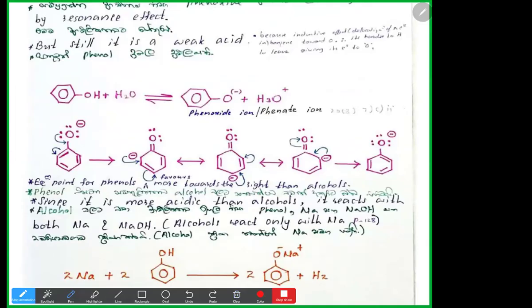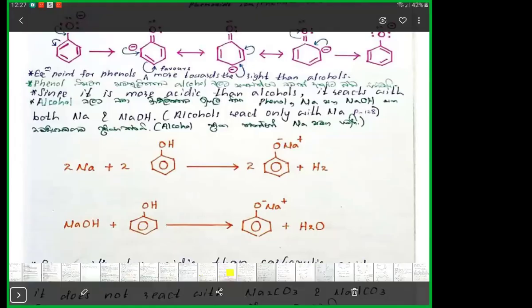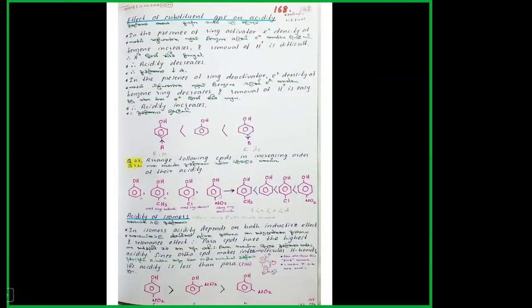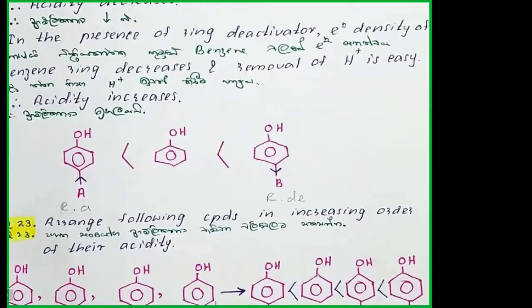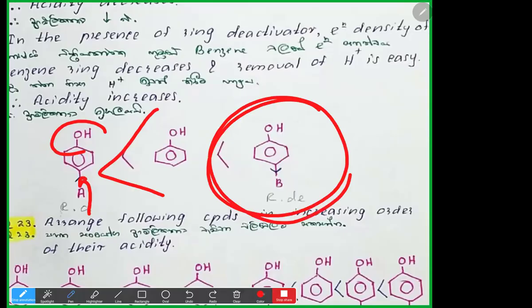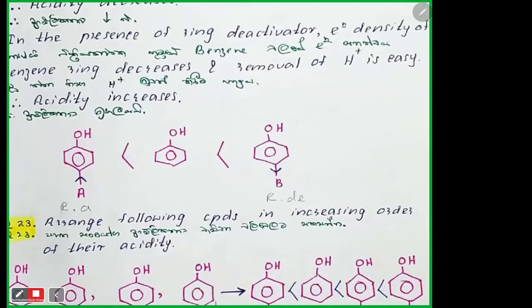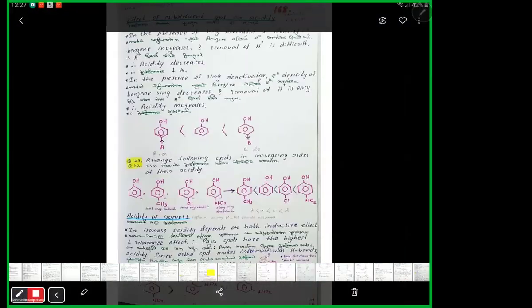Acidity is greater compared to alcohol, because here the negative charge can delocalize within the ring. It's more stable, unlike alcohols. Alcohols react only with sodium, while phenol can react with both sodium and sodium hydroxide. Acidity is controlled by the groups joining. When a ring activator joins, it is less acidic. When a ring deactivator joins, it drags electrons away, so that H+ can leave more easily, and that's more acidic.